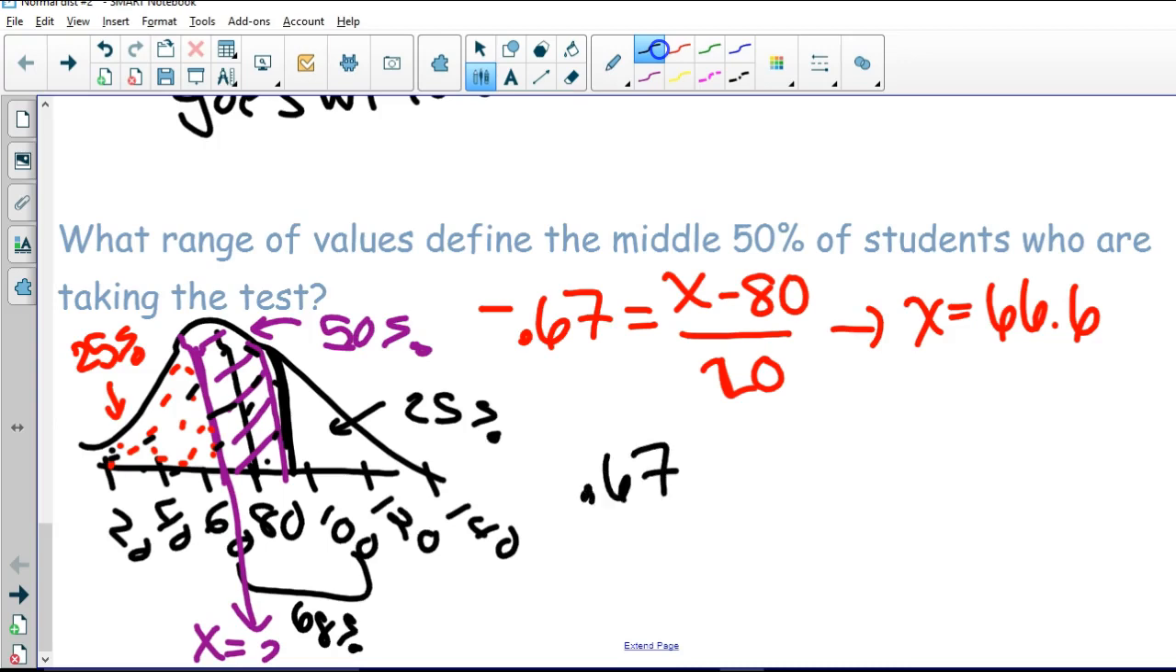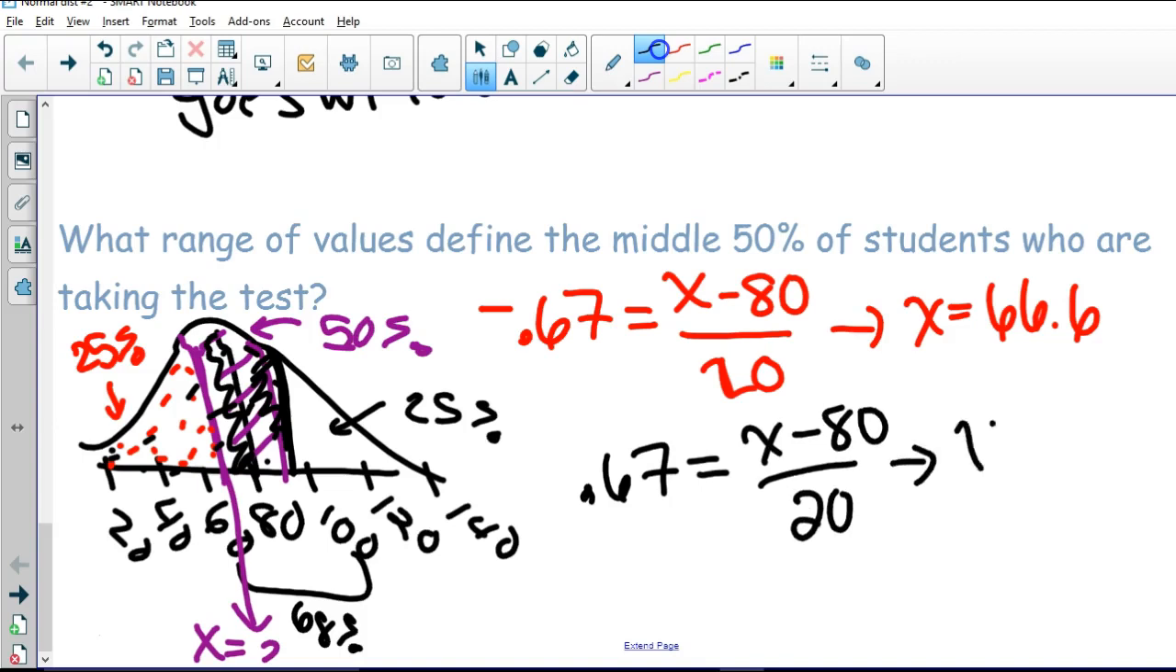It's on the positive side, and this is all symmetric. So this little area right here is 25%, and this little area here is 25%. So 0.67 is x minus 80 divided by 20. What do we get for x? 93.4. Oh, 93.4. Did anyone else get anything different? 93.4? Awesome.